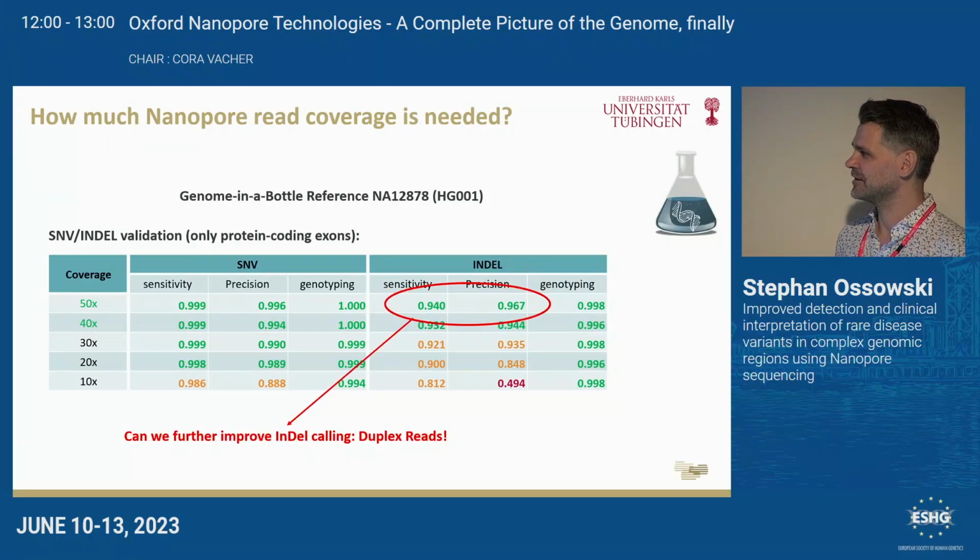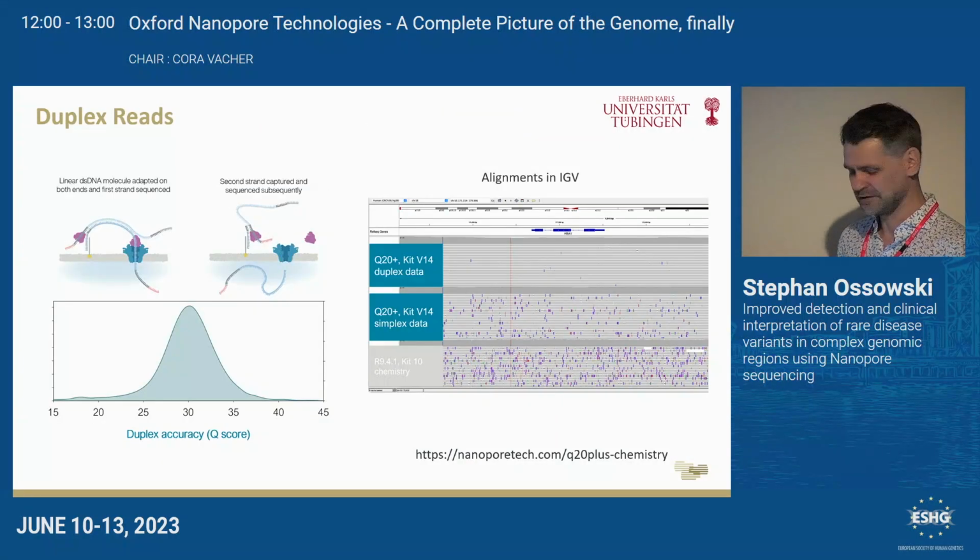Still, the question is, can we further improve indels? I mean, we would like to have them also at 99% and not at 94%. And for that, we now have the duplex reads, which are a recent introduction from Nanopore, where basically not just one strand is sequenced, but the second strand is captured and then sequenced right afterwards.